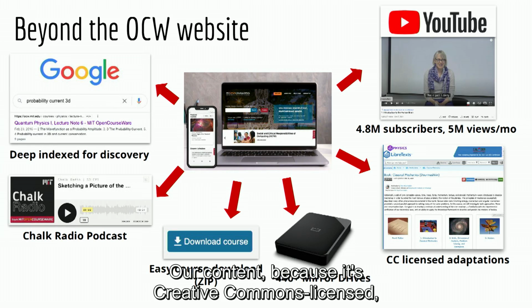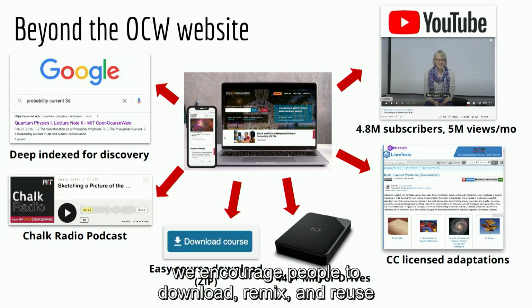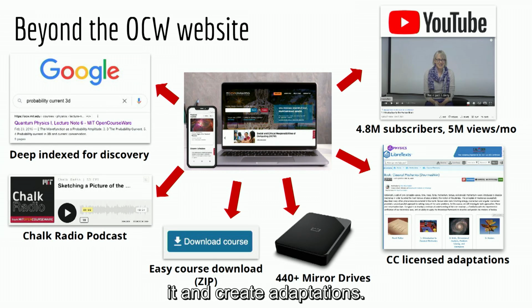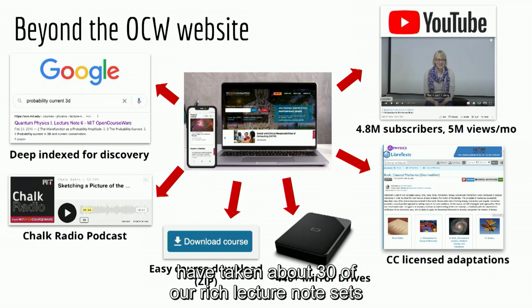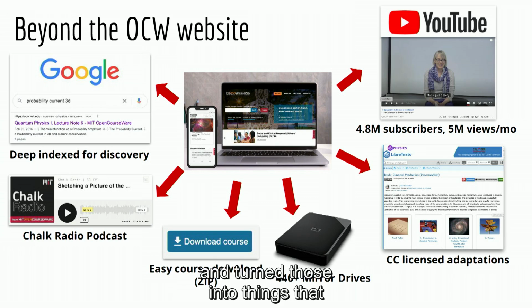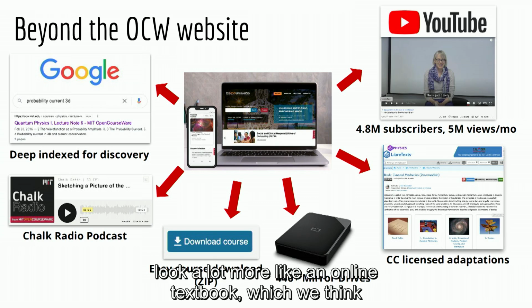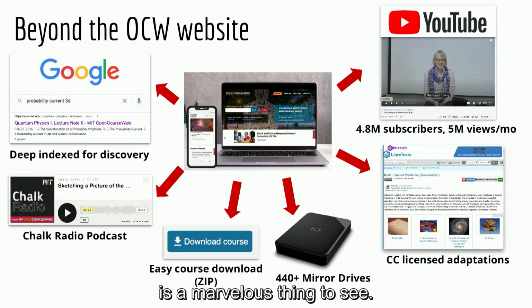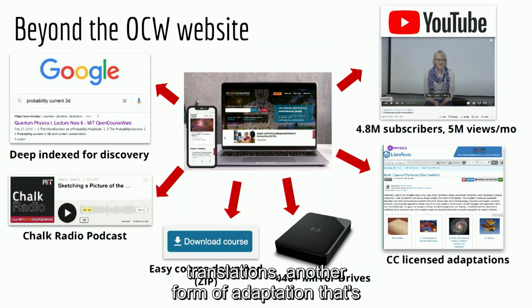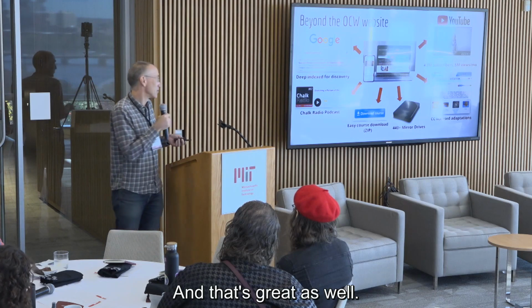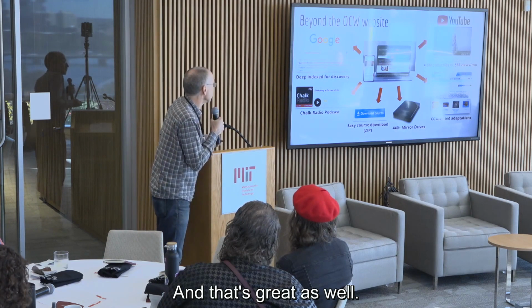Our content, because it's Creative Commons licensed, we encourage people to download, remix, and reuse it, create adaptations. For instance, our colleagues at the organization LibreText have taken about 30 of our rich lecture note sets and turned those into things that look a lot more like an online textbook, which we think is a marvelous thing to see. And they're also experimenting with automated language translations, another form of adaptation that's enabled by Creative Commons. And that's great as well.